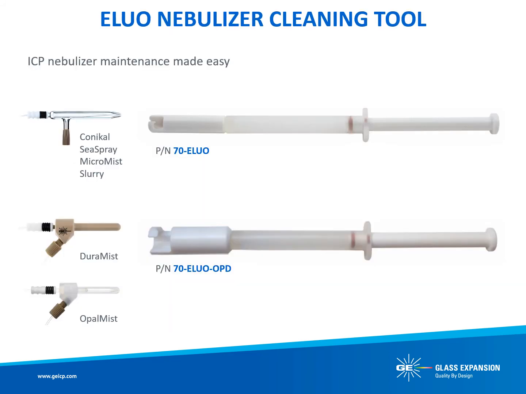The LUO nebulizer cleaning tool is designed to efficiently deliver a cleaning solution through the nebulizer capillary to dislodge particle buildup and thoroughly clean the nebulizer. We suggest using the LUO regularly to maintain nebulizer performance and prolong nebulizer life. Glass Expansion has two LUO designs, one for glass concentric nebulizers, which include the C-spray, conical, micromist and slurry, and a separate one for inert concentric nebulizers, such as the OpalMist and DuraMist.